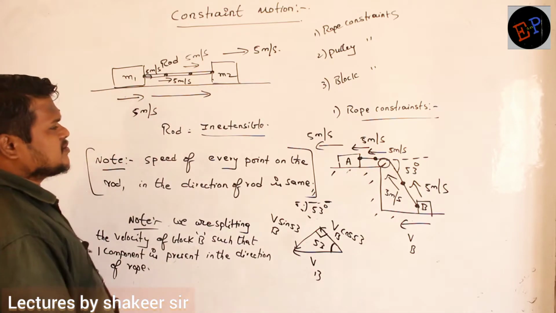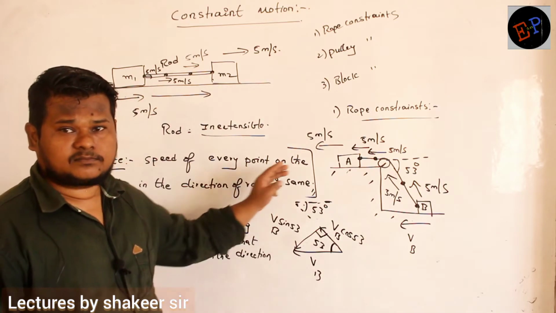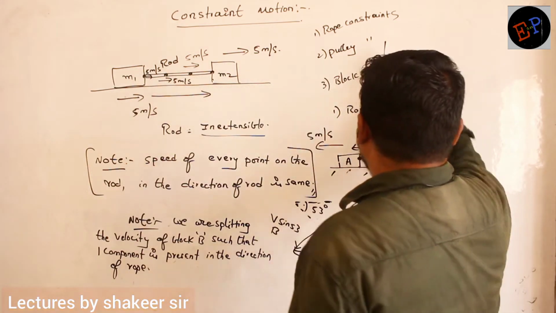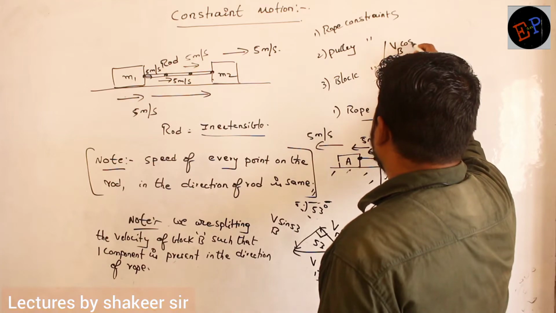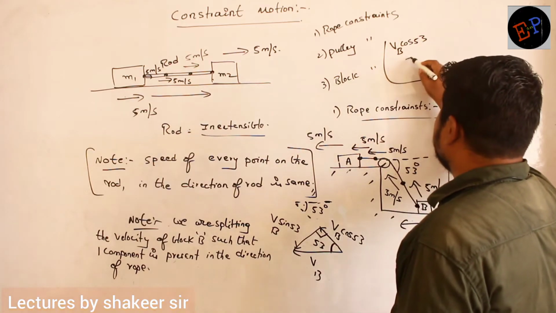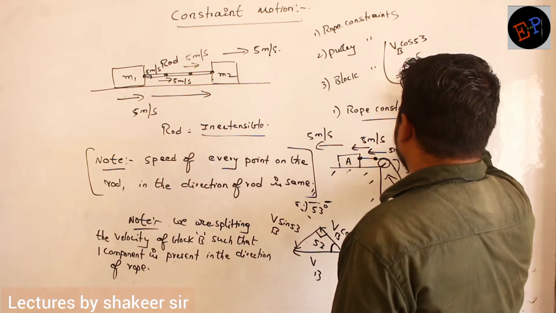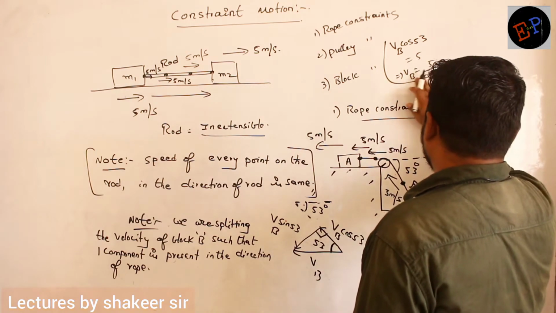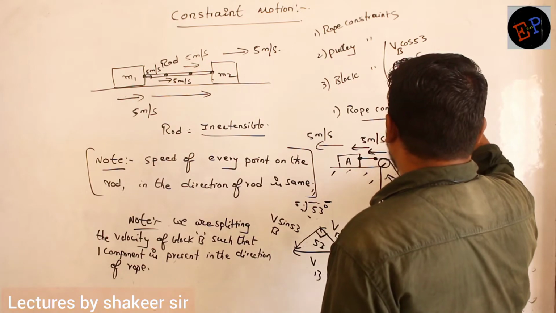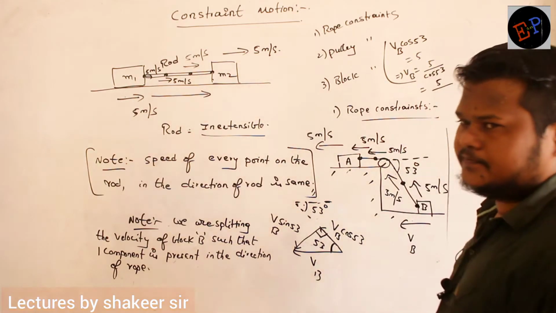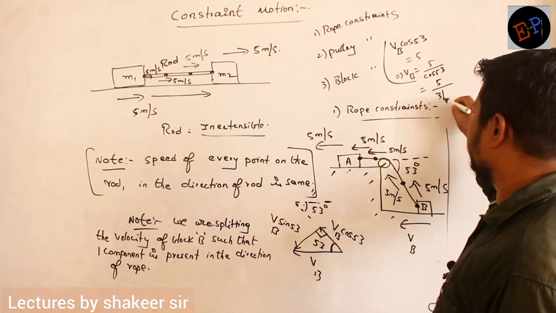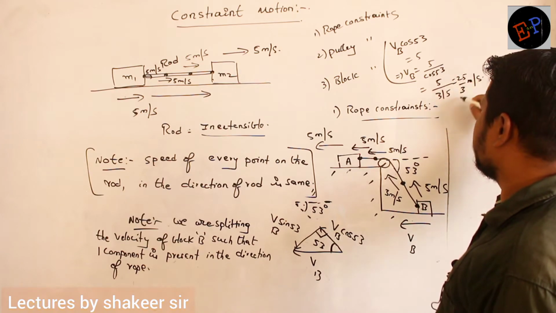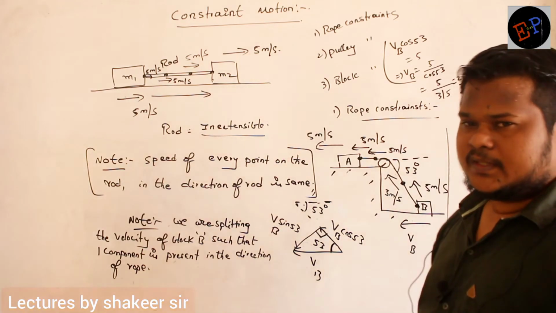Clear, no? So where shall I write? I will write here. Clear now? So therefore VB cos 53 is equal to 5. So therefore VB value is 5 divided by cos 53. Clear now? So 5 divided by cos 53 value? 3 by 5. So it is 25 divided by 3 meter per second. That is my answer. Understood now?